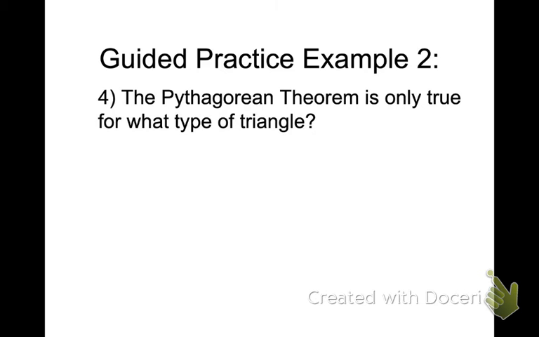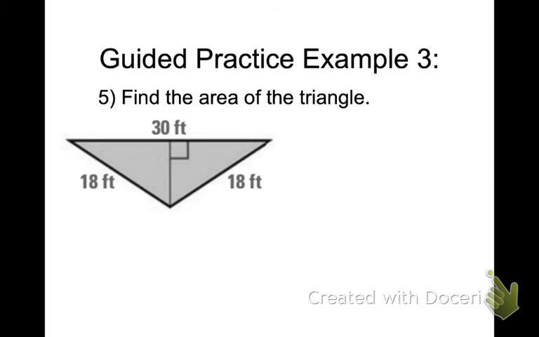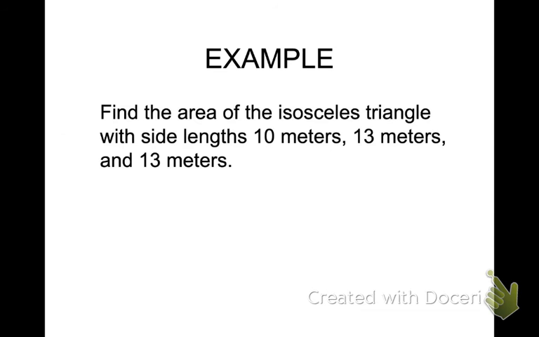Now we're going to take it up a notch, and we're going to work inside of our triangles. So how can we find the area of an isosceles? What does isosceles mean again? 2 congruent sides. Good. So an isosceles triangle, so I'm just going to make a triangle here, with side lengths of 10, 13, and 13. So I'm going to make the left and the right be my 13s and my bottom being my 10.